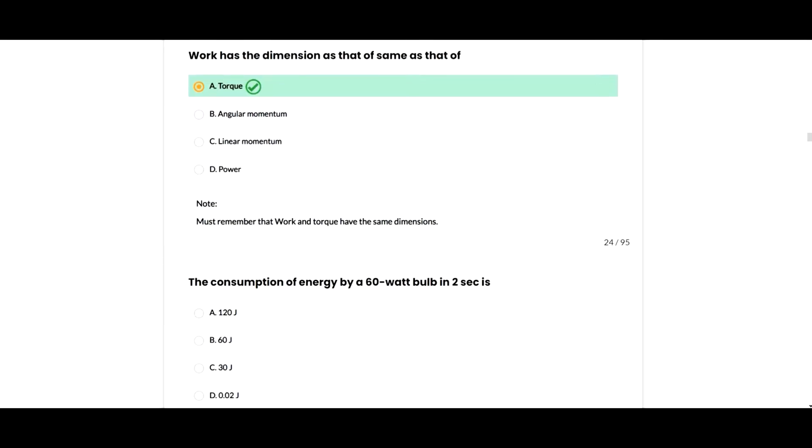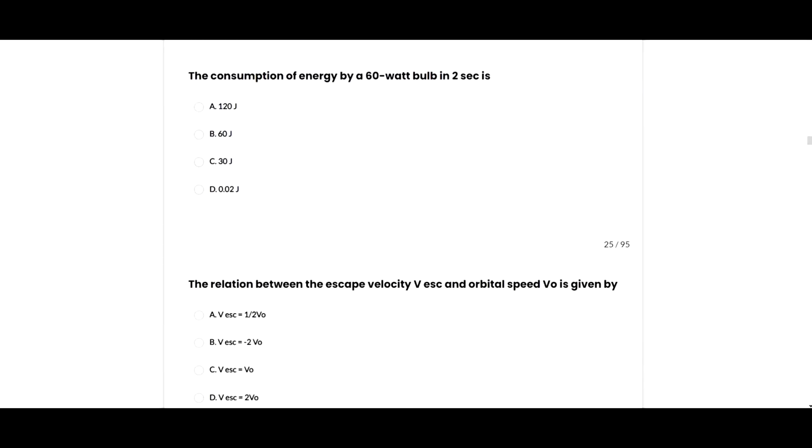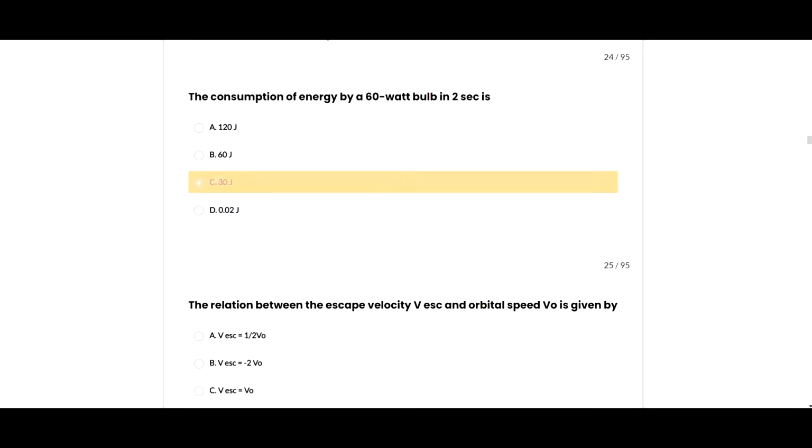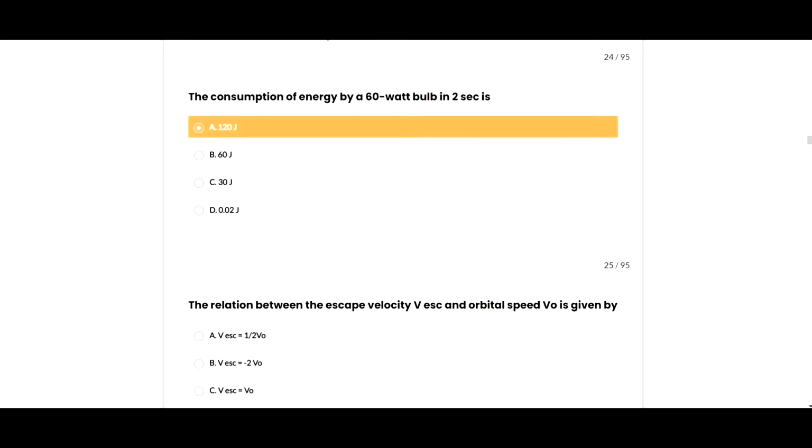The next MCQ is here. The consumption of energy by a 60-watt bulb in 2 seconds is 120, 60, 30, 0.02. So here is the correct option given here. A option is correct. The consumption of energy by a 60-watt bulb in 2 seconds is always 120 joules. So here A option is correct.